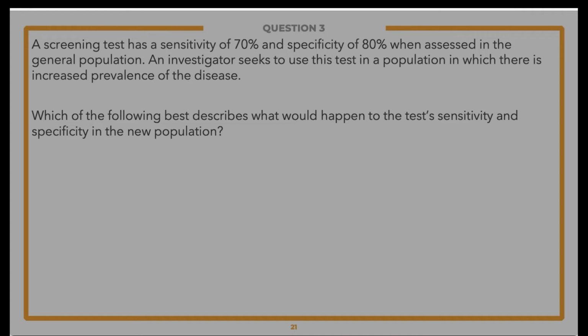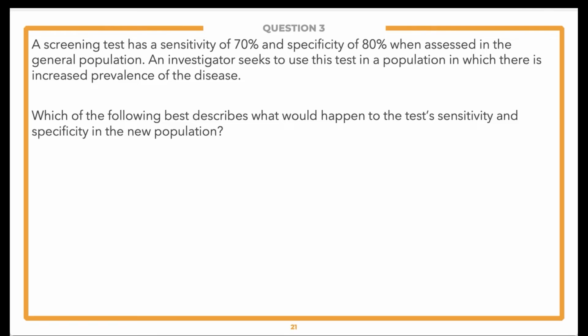So, again, got a pretty concise question. So you see the numbers here, so we're going to have to put our brains in gear. First off, obviously, we've covered up all the answer choices. Let's read the lead in. Which of the following best describes what would happen to the test sensitivity and specificity in the new population?